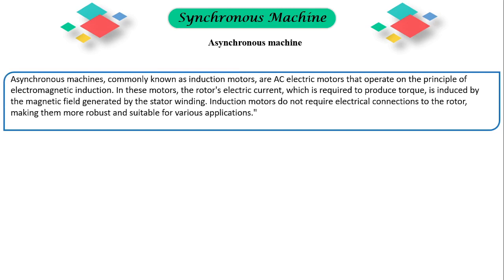Next, we move on to asynchronous machines, also popularly known as induction motors. These are AC electric motors that operate on the principle of electromagnetic induction. What sets them apart is the fascinating way they generate motion. In these motors, the rotor's electric current, which is essential for producing torque and driving the motor, is induced by the magnetic field generated by the stator winding. And here's a remarkable feature: these motors don't require any electrical connections to the rotor itself. This unique characteristic makes them incredibly robust and versatile, rendering them suitable for a wide array of applications.